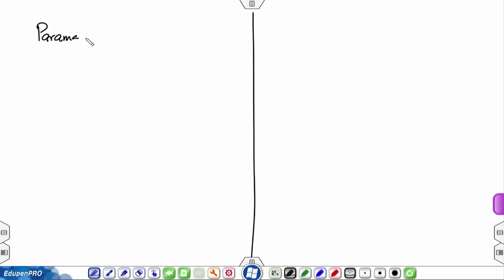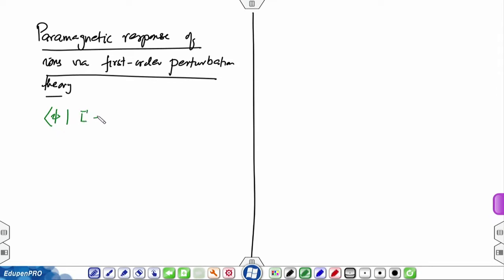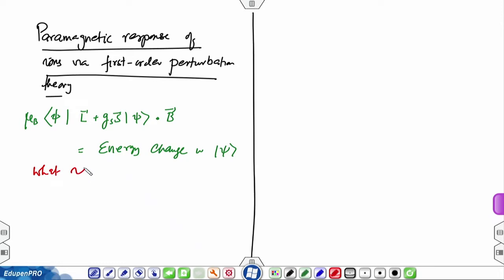So, we are looking at paramagnetic response of ions via first order perturbation theory. So, I need to calculate the expectation value with respect to some wave function of this, mu b (L plus G S) dotted with B, which I did not write. This would give you the energy change in psi. Next question is, what psi do I take?